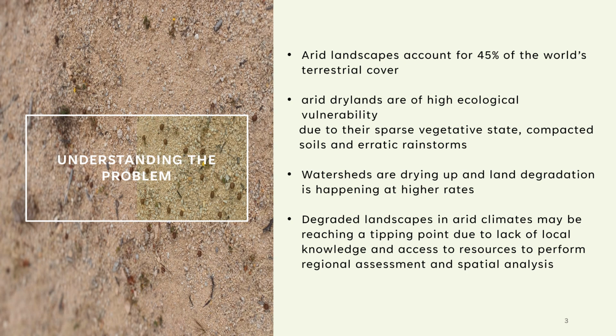For some context, today arid landscapes account for approximately 45% of the world's terrestrial cover. They also offer the most potential to increase land arability and microclimate buffers. However, these arid drylands are of high ecological vulnerability due to their sparse vegetative state and erratic rainstorms, which makes the soil more susceptible to degradation.